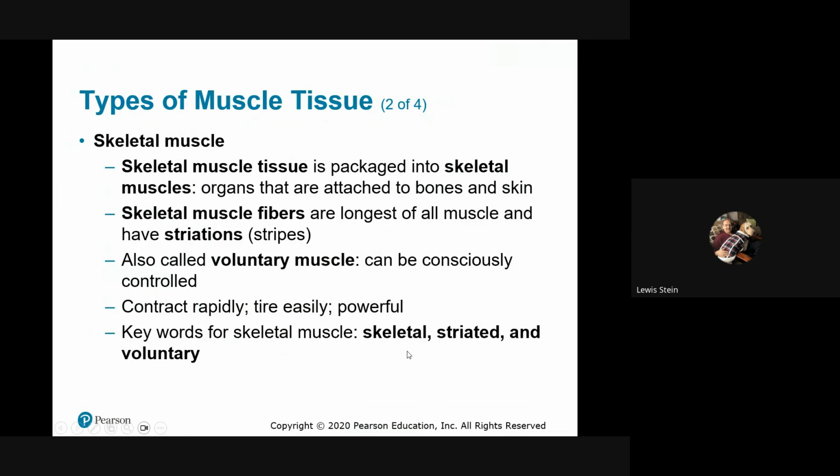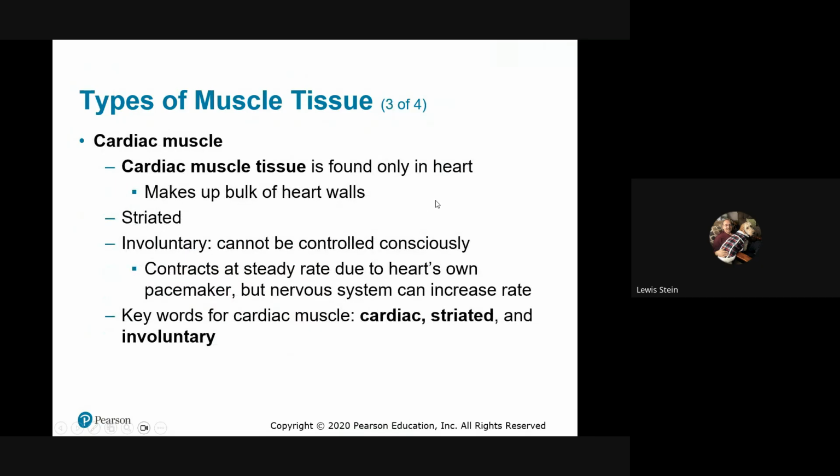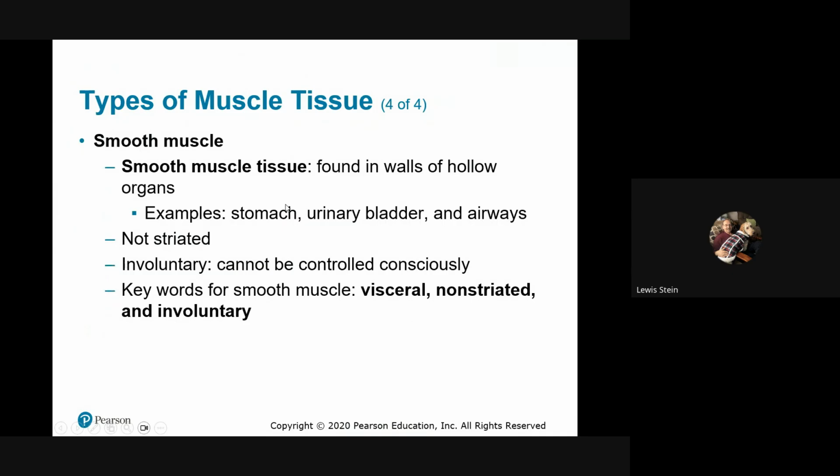Okay, so the key words: skeletal, striated, and voluntary. Cardiac, only in the heart. Visible striations imply power. Involuntary, and then we'll get into the rate and all that, but that mostly is A&P 2. And then lastly, smooth, we talk about a little bit. Hollow organs, think of, again, blood vessels, genitourinary tube, bronchial tubes, digestive, etc. They are striated, just can't see them.